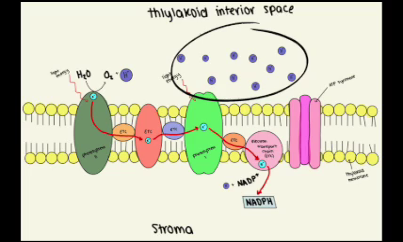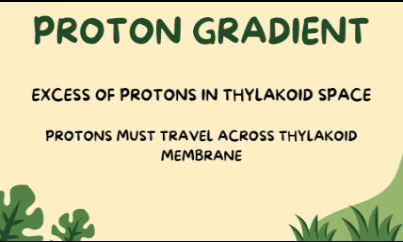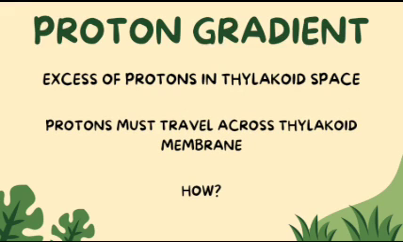However, the coolest part about the electron transport chain is that as water donates electrons, an accumulation of protons builds up on one side of the thylakoid membrane, specifically the interior space. This creates what's known as a proton gradient, meaning that there is an excess of protons on one side of the membrane, the thylakoid space. So, to even out the gradient, the protons must travel across the membrane. But, how do they do that?